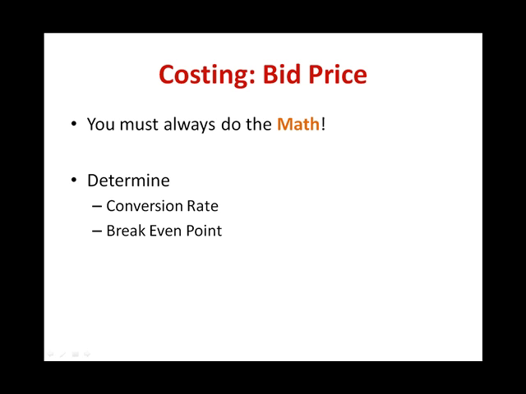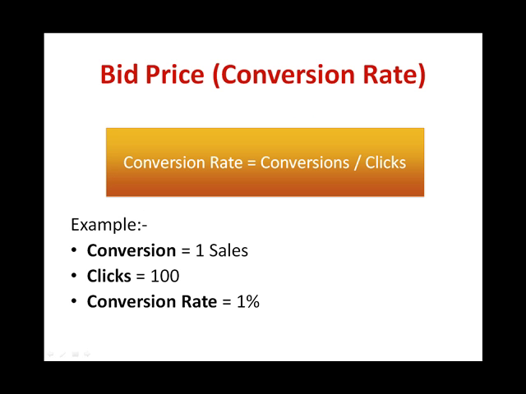When it comes to determining your bid price, this is where it is very important to always do the math. The two very important variables you need to determine are your conversion rate and break-even CPC. To calculate your conversion rate, the formula is number of conversions divided by number of clicks. For example, if only one person purchases your product out of 100 clicks, then your conversion rate is 1%.